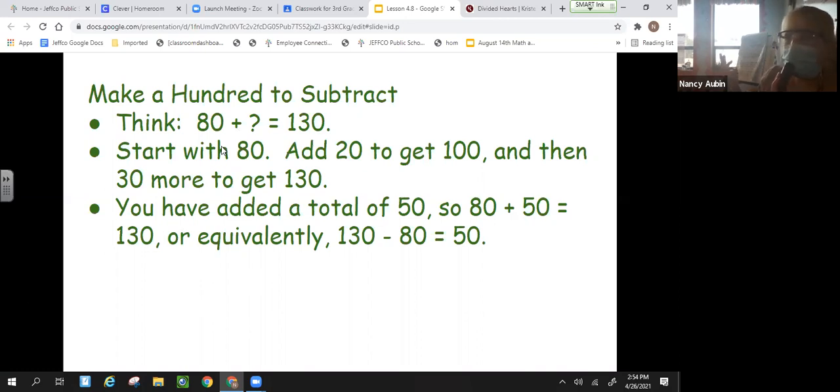This is called mental math, guys. You can do this in your head. If you do not have paper and pencil at the grocery store or at Target or the mall, wherever you are, you can use this mental math to help you. So if you're thinking, okay, what if I have $130 and I spend $80, how much money will I have left to spend at the mall with my friends? Well, at 80, I'm going to count up to 100. I know 80 plus 20 is 100, and then there's 30 more. That's 50. So I'll have $50 left.